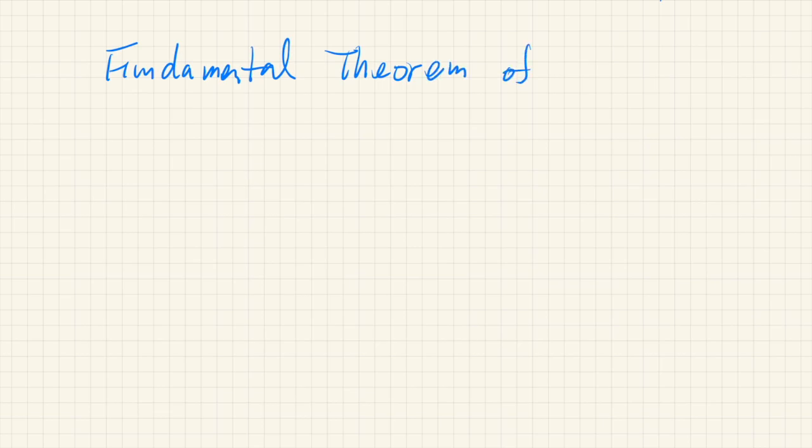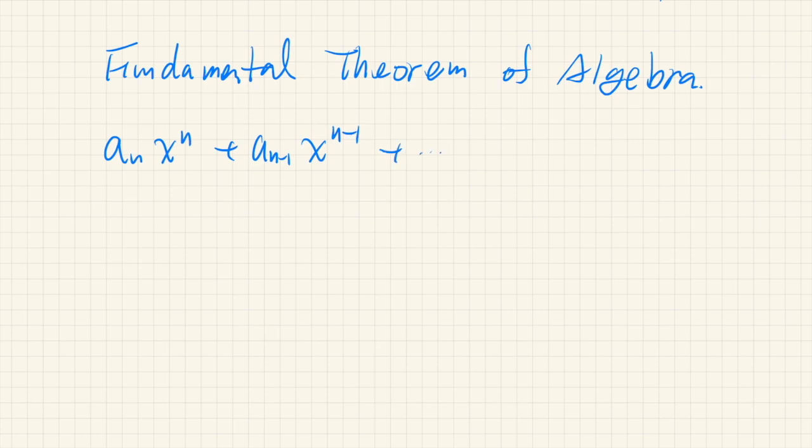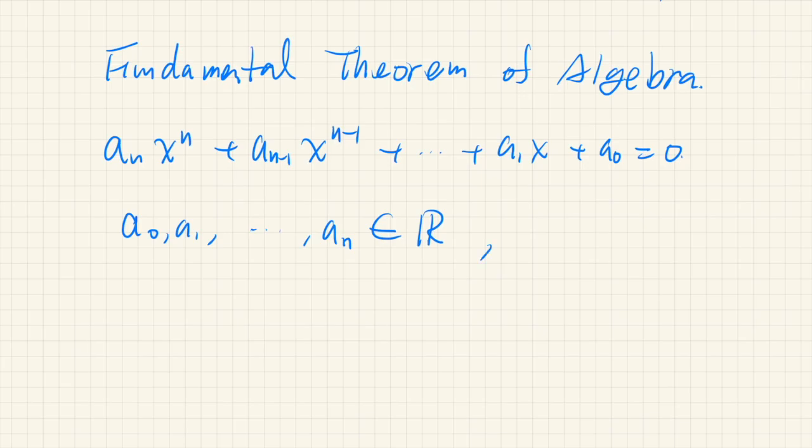Theorem of algebra. That is this. Here we only consider a polynomial of real coefficients, okay? Consider a_n x to the power of n plus a_(n-1) x to the power of n minus 1 and so on, plus a_1 x plus a_0 equal to 0, and a_0, a_1 and so on, they are all real, and we assume that a_n, this leading coefficient, is not 0.